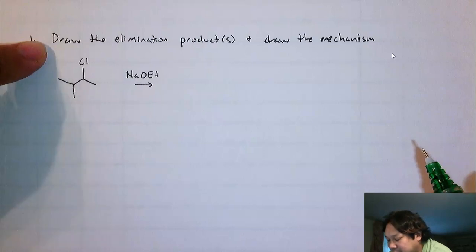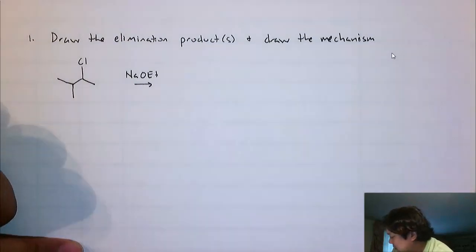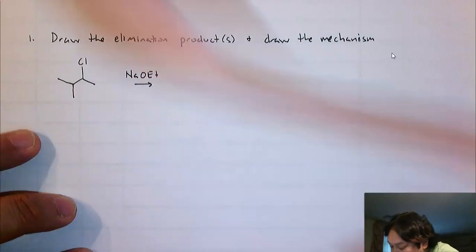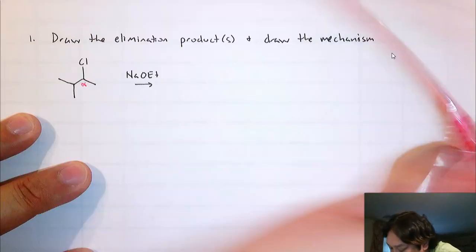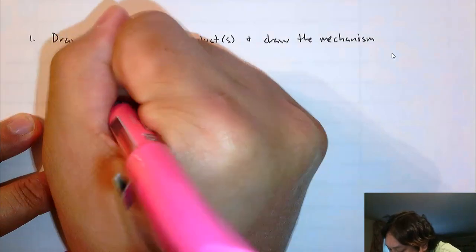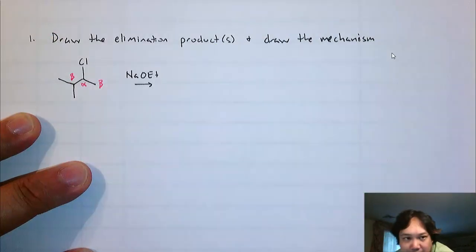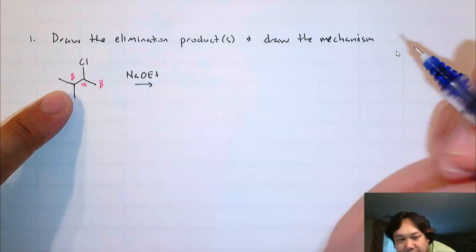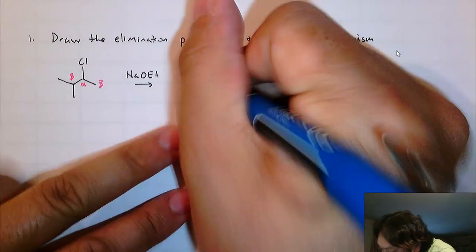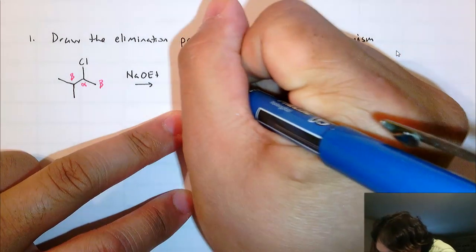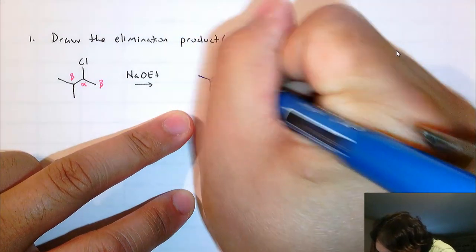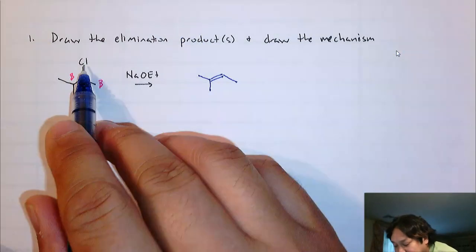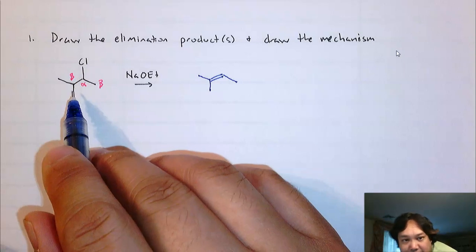We want to draw the elimination products, and my notes are going to be in green and pink. So this is the alpha carbon. We have a beta to the left, a beta to the right. So if we use the beta on the left, remember this is called beta hydrogen elimination, we are going to make the double bond to the left. And what do you eliminate? You eliminate obviously the leaving group, but also what's called the beta hydrogen.